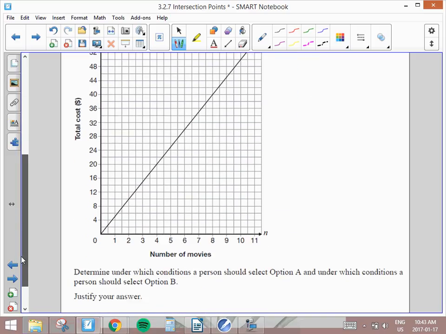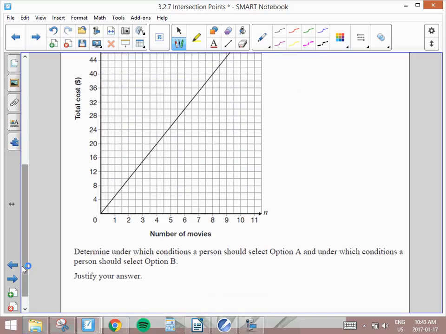Now, if I scroll down to the bottom of the page, it actually tells me what they want me to figure out. It says determine under which conditions a person should select option A, and under which conditions a person should select option B. So there's two different things they want me to tell them about. When should I use option A, and when should I use option B? And it says justify your answer. So justify your answer means explain and give reasons. So I do need to show some math work before I just come up with my answer.